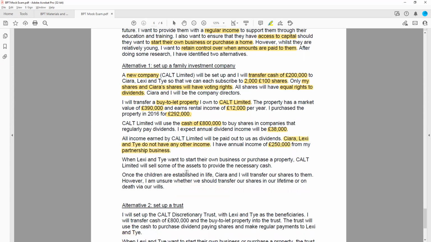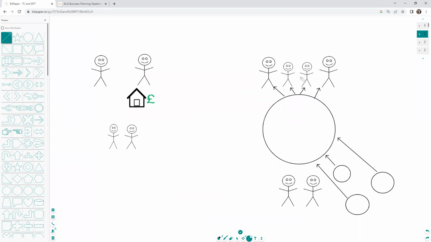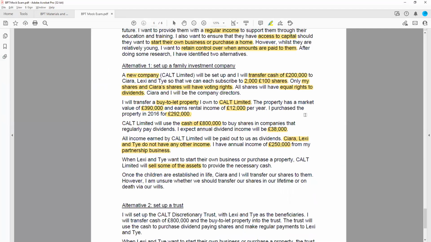So when Lexi and Ty, the children, want to start their own business or purchase a property, the company will sell some of the assets to provide the necessary cash. The company's going to end up having this property and all of these investments in other companies, as well as some cash, or I think it said they were going to pay all the cash out as dividends, but have all of these investments that the company owns. So they'll sell some of those and then pay an extra dividend out, presumably to the children.